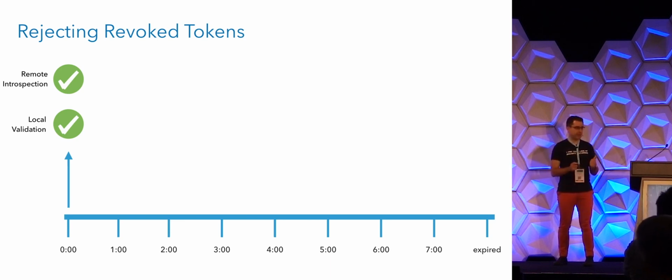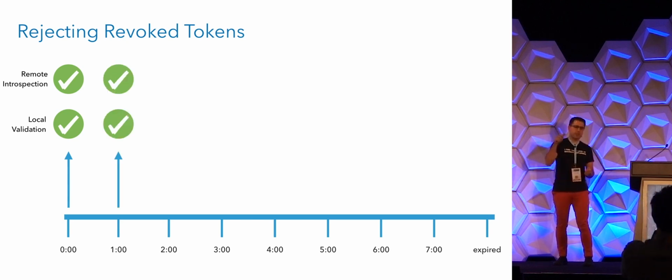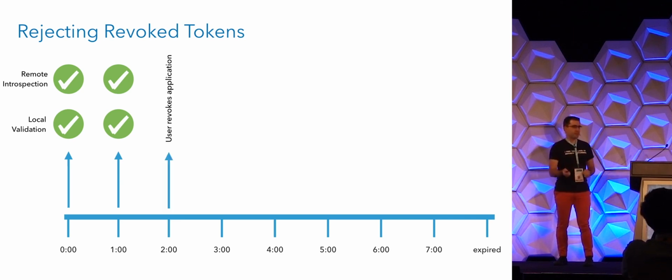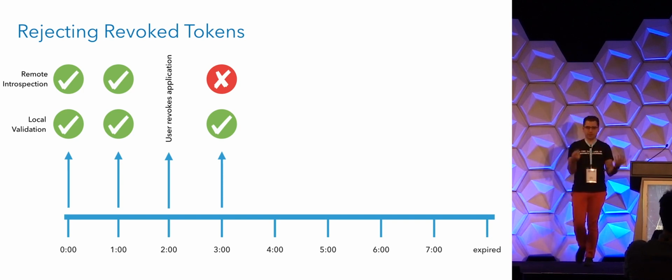You get the right answer, you get the same answer. An hour goes by, same thing. Then the user goes into their security settings, deactivates this application, and revokes it. Now another hour goes by and the app uses the token. Well, if you've done local validation, it still looks valid because the token hasn't changed, and you can't change that token once it's been issued.